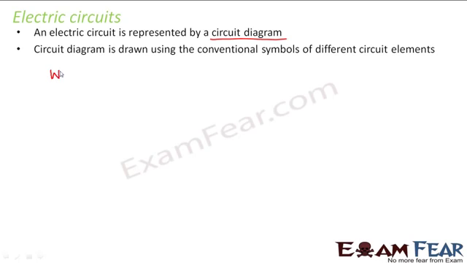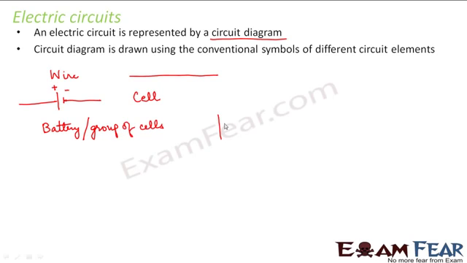Generally, whenever we want to represent a wire in a circuit, we represent it by a straight line. Suppose I want to represent a cell, we represent it in this way. This represents the positive terminal and this represents the negative terminal. Now suppose I want to represent a battery or a group of cells. In that case, we can represent it like this. This bigger one is the positive terminal, the smaller one is the negative terminal. So this is how we represent a battery or a group of cells.